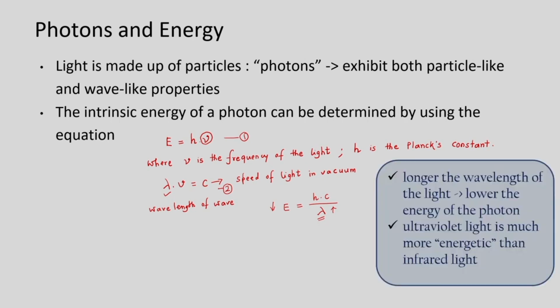So, from this particular equation what we can understand is that the longer the wavelength of the light, the lower would be the energy of the photon. Therefore, the ultraviolet light is much more energetic because it is having low wavelength, or small wavelength, than the infrared light.